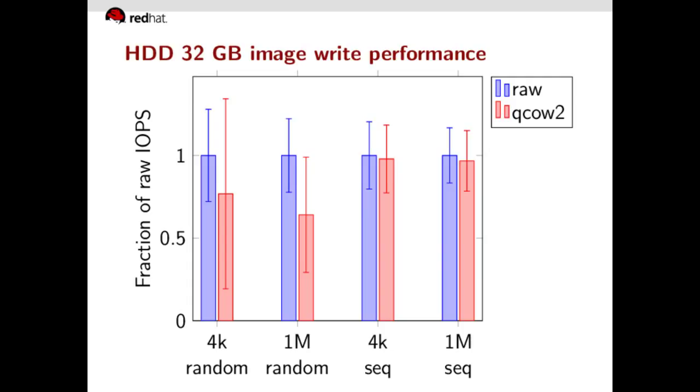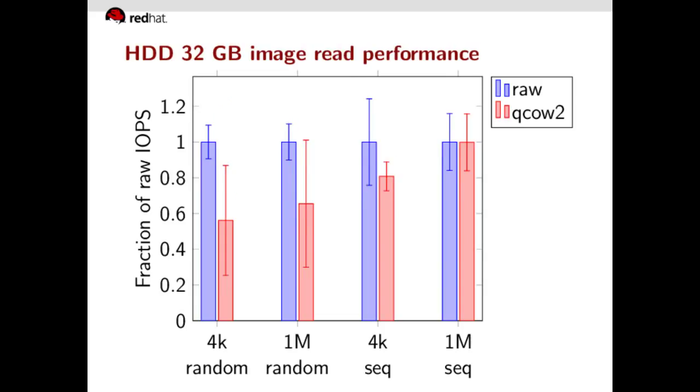Basically the same result, only this time 1M random accesses are very, very bad too. And it's basically the same for reads. We actually have a performance penalty, in this case for 4K sequential accesses too. So okay, that doesn't seem too nice.